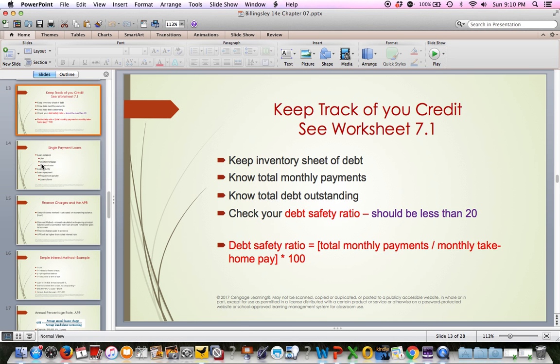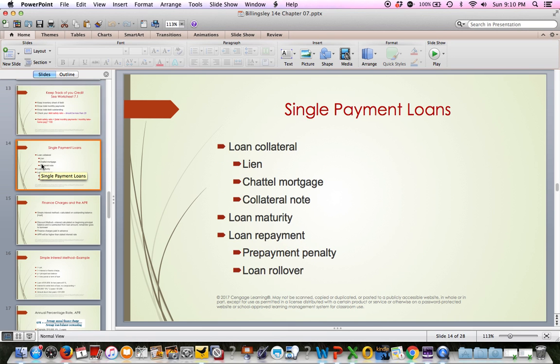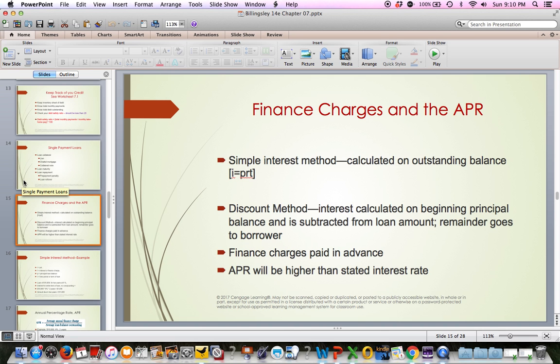Single payment loans, again, it's a lump sum that's due. Loan collateral could be a lien, a mortgage, collateral note, loan maturity, loan prepayment. Potentially with these, there might be a prepayment penalty, just an FYI. Finance charges and the APR. The APR stands for annual percentage rate.